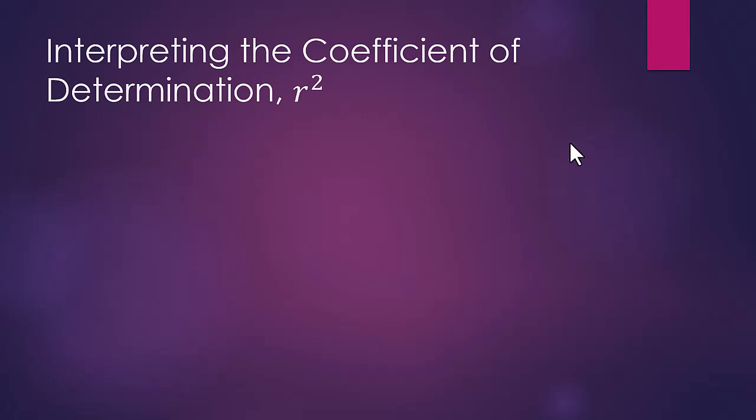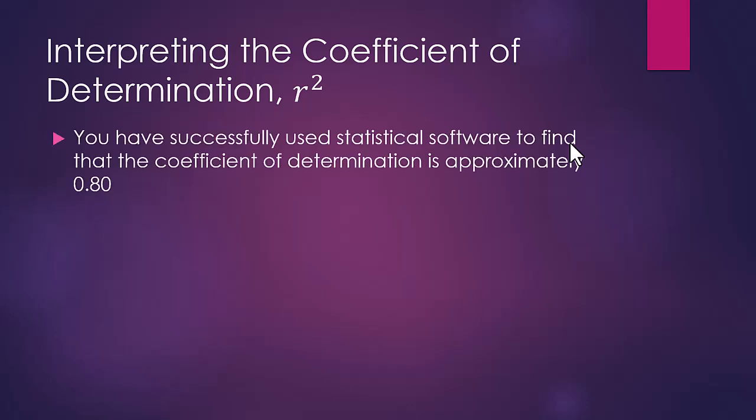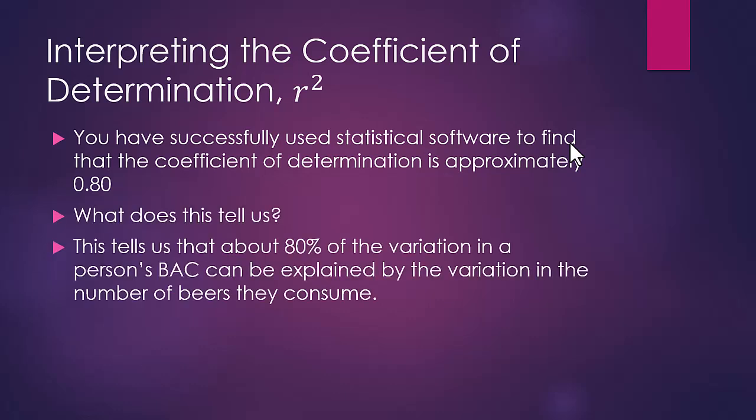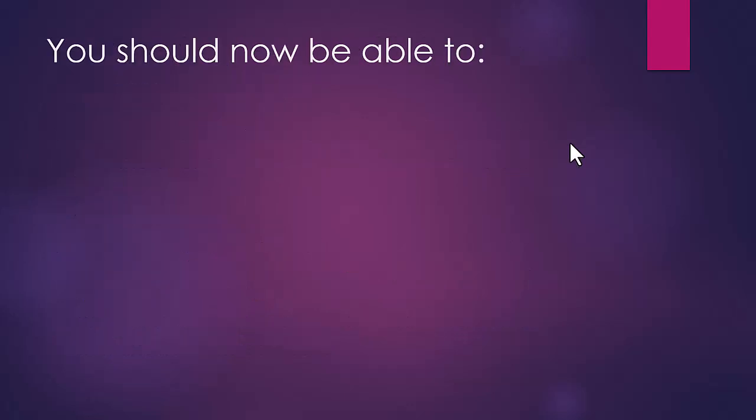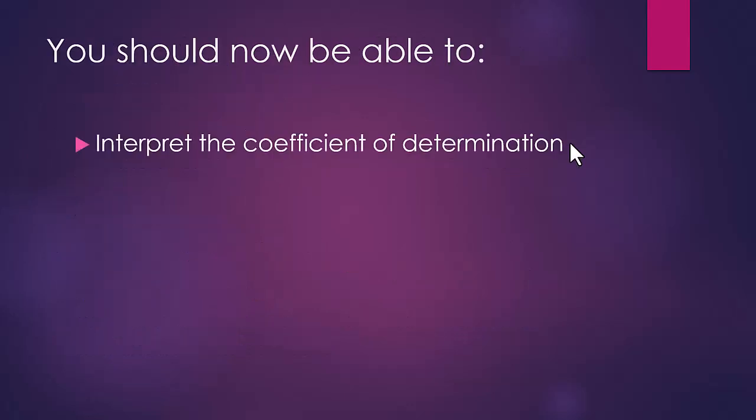So let's interpret an r squared value, or a coefficient of determination, of 0.80. What does this tell us? This tells us that about 80% of the variation in a person's blood alcohol content can be explained by the variation in the number of beers they consume. This is assuming that the number of beers is the predictor variable, because that's the thing that you can directly control and influence, and the response variable is the blood alcohol content. So that means that the remaining 20% of the variation in blood alcohol content can be explained by other factors. Now that you've watched this video, you should be able to interpret the coefficient of determination.